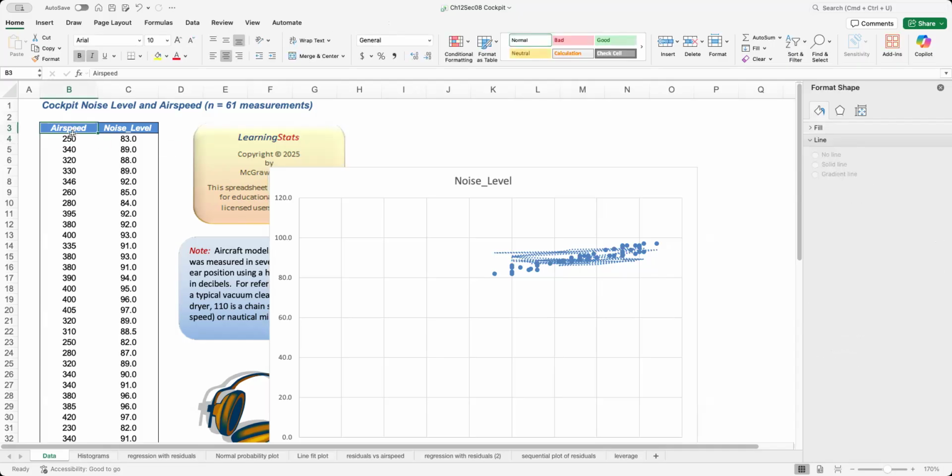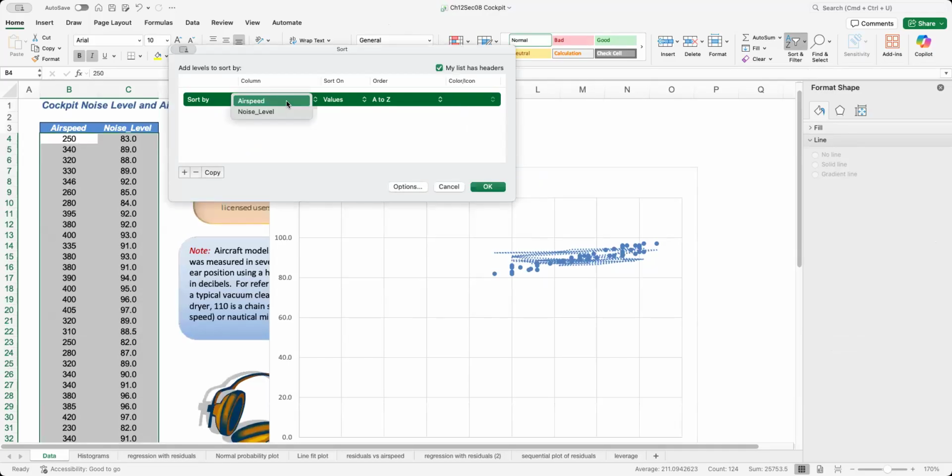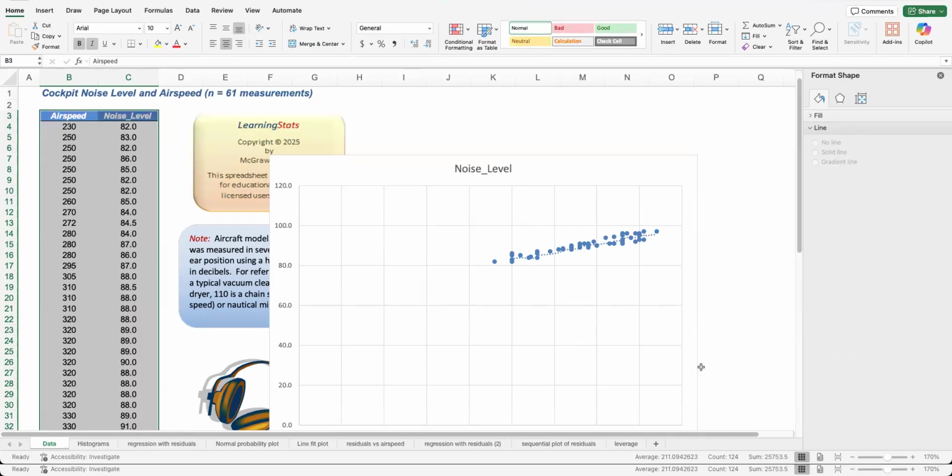But it would help if I sorted that. So let's go back, sort, custom, sort by airspeed, smallest to largest. Go. Now they're sorted in order, and you see how it isn't quite a straight line anymore? There's that flicker between them.